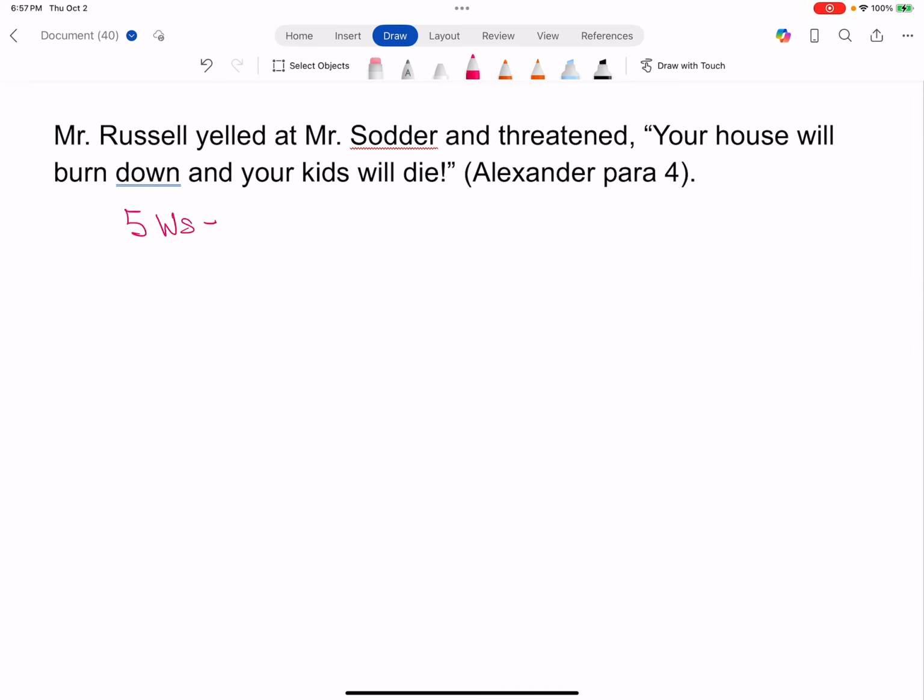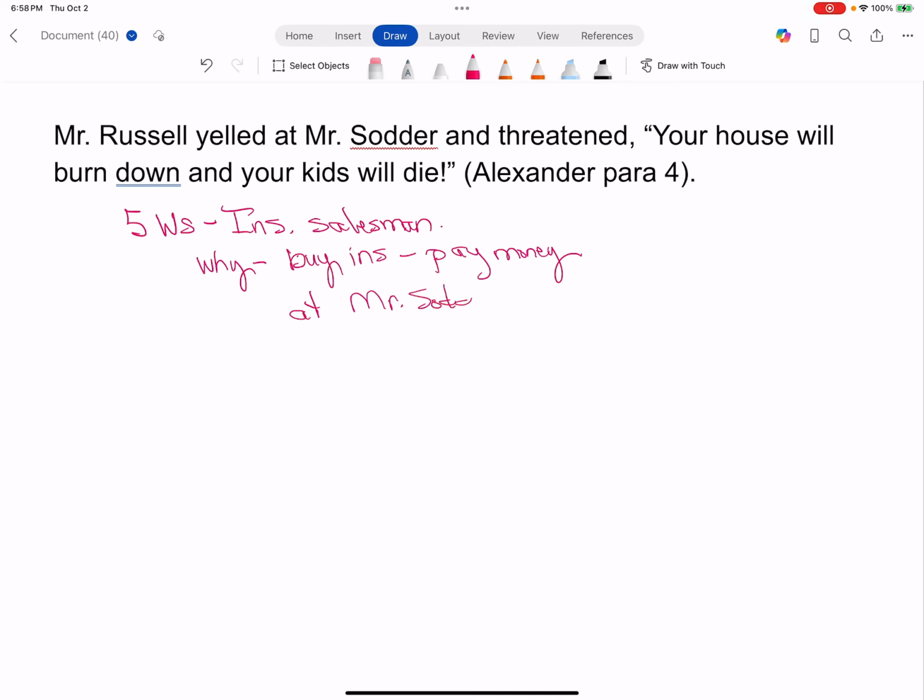Who was Mr. Russell? He was the insurance salesman. Why would he threaten Mr. Sauter? Because he wanted him to buy the insurance or pay him money. Where did this occur? At Mr. Sauter's home. When? Before the fire.